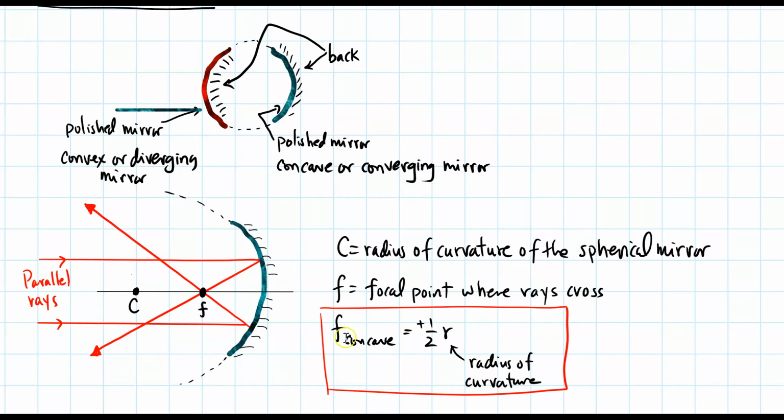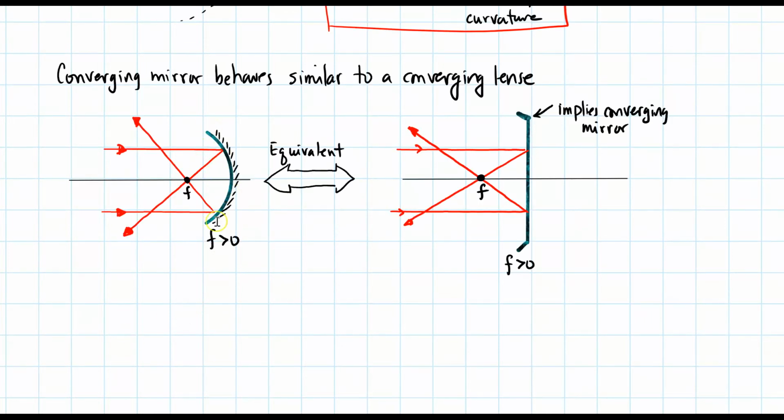The focal length for a converging or concave mirror is 1/2 r, where r is the radius of curvature. The concave mirror is very similar to the converging lens, and with the converging lens we had a single line representing the lens. The same thing will happen for a converging mirror. Instead of drawing a curved mirror, as this one on the left shows, I can draw the equivalent straight mirror where these little ends here indicate that it's a concave mirror, and this is a lot easier to deal with than this. So from now on, this is what a converging mirror looks like.